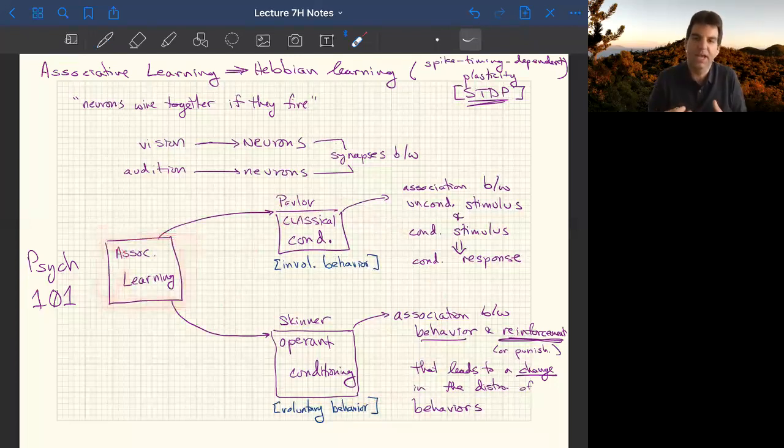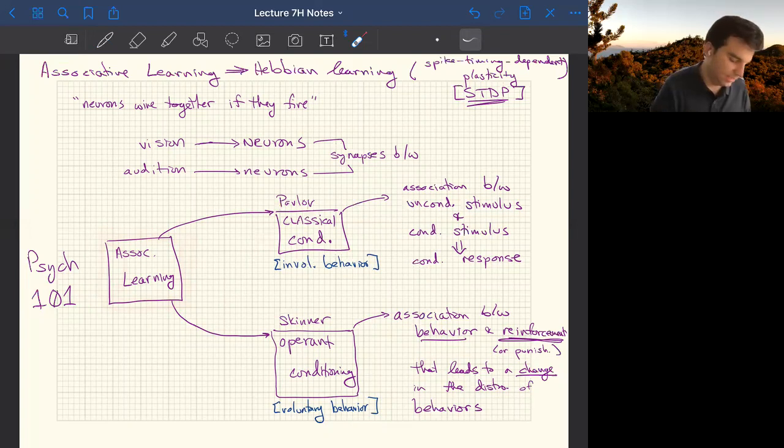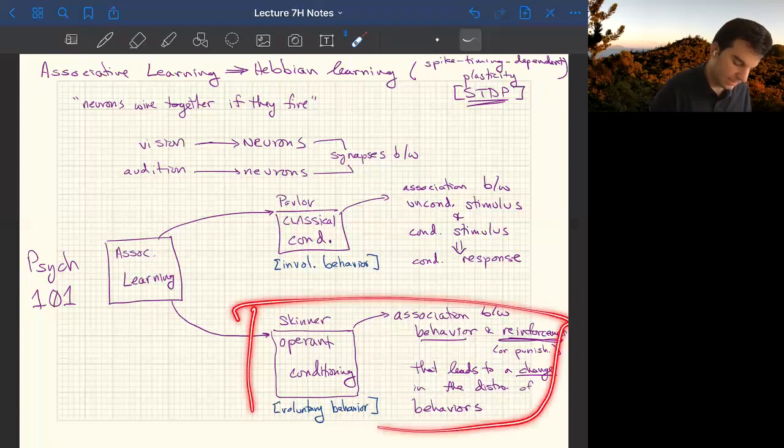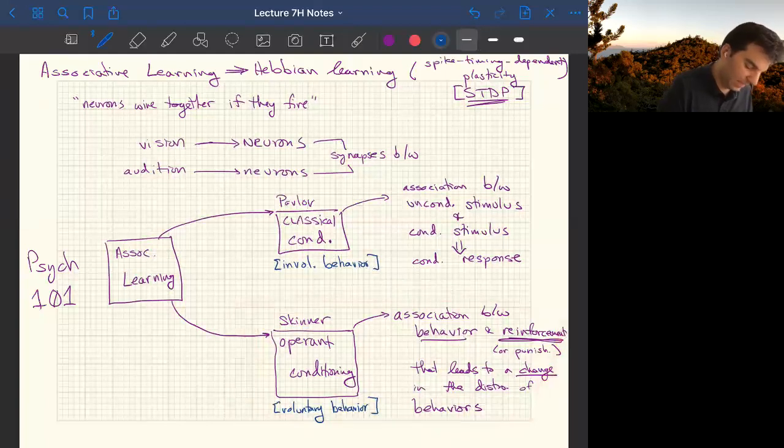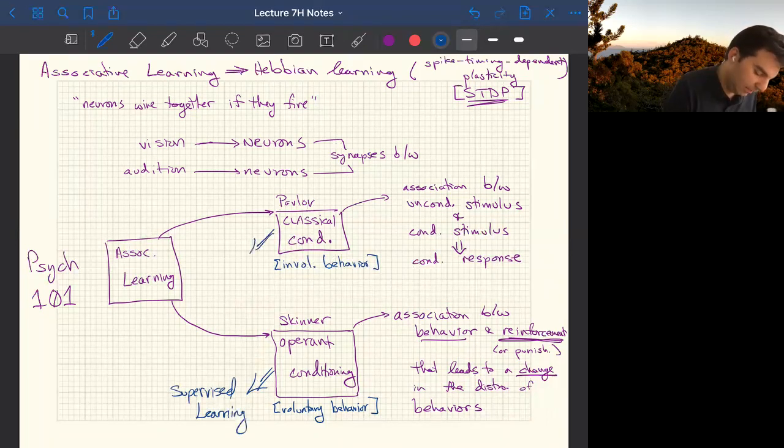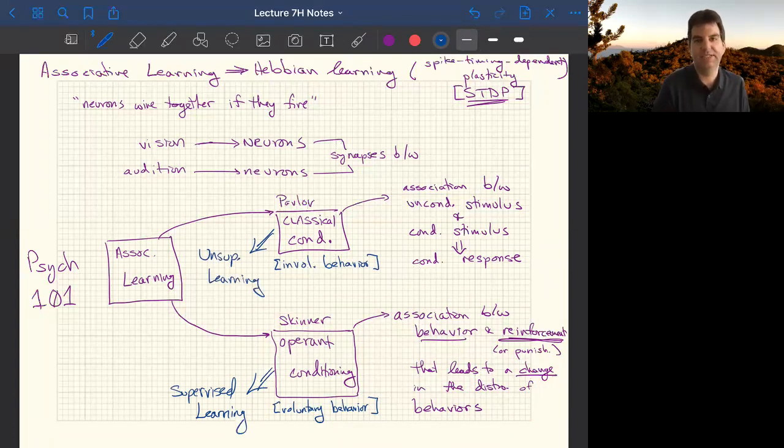So if you have this mechanism of spike timing dependent plasticity, then in principle, you can put networks together that have the ability to learn in the classical way as well as in the operant way. And if we think about supervised learning, you can build supervised learning from this operant conditioning. So I can think of operant conditioning as leading to supervised learning, and I can view classical conditioning perhaps as leading to unsupervised learning. So rather than thinking of this as involuntary and voluntary, I can view this as unsupervised and supervised.